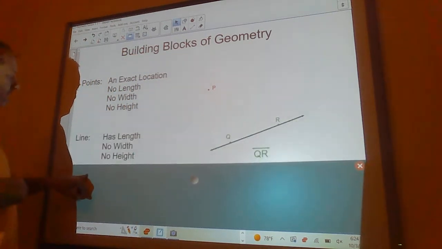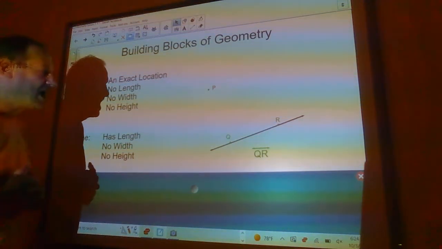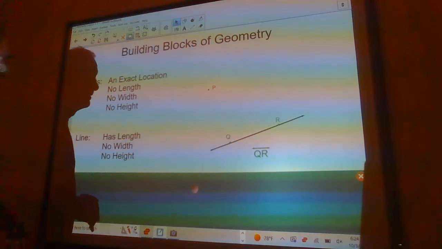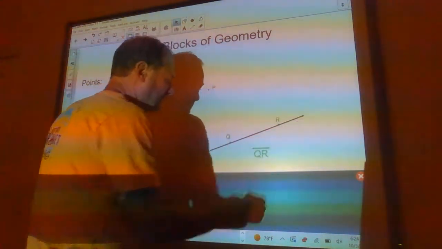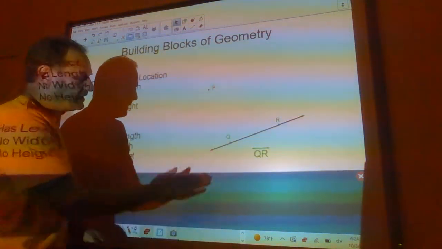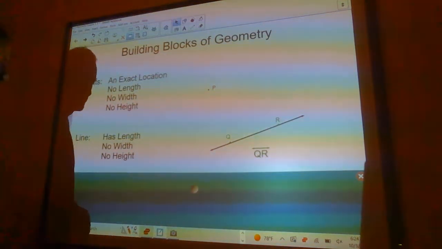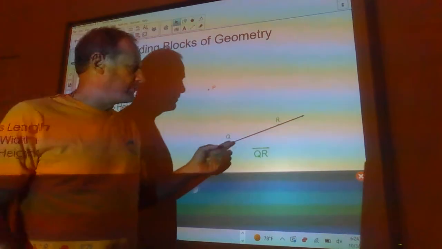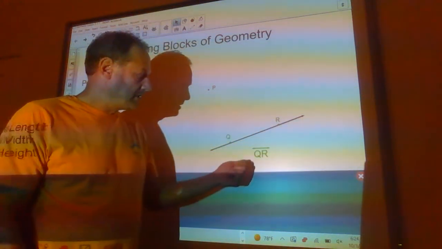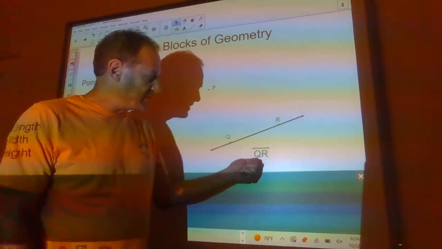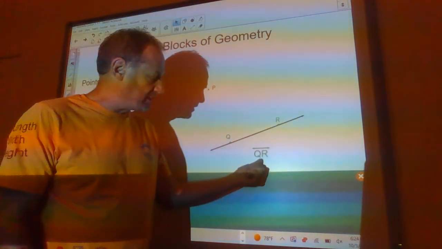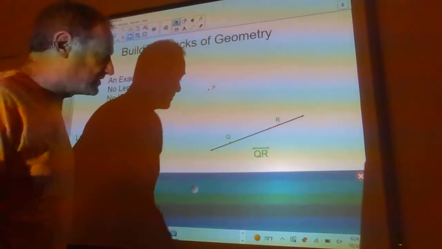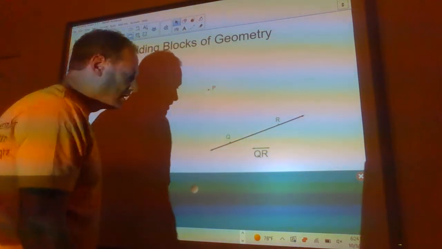Now we have something called a line. A line is an object that has length. It has no width. It has no height. We label a line with 2 points usually. So when we see this right here, it says QR. It's got a little line over the top. That's read as line QR. So when you see that, you read it as line QR.